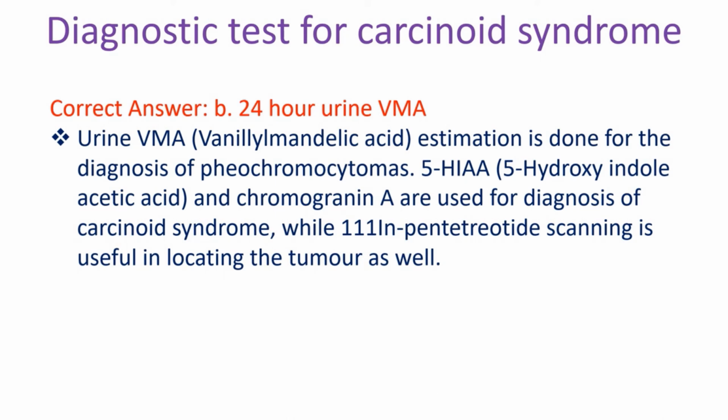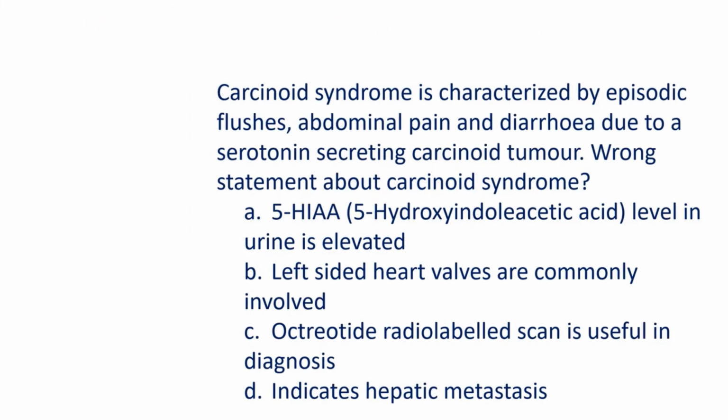Urine VMA estimation is done for the diagnosis of pheochromocytomas. 5-HIAA and chromogranin A are used for the diagnosis of carcinoid syndrome, while indium 111 pentetreotide scanning is used in locating the tumor as well. Carcinoid syndrome is characterized by episodic flushes, abdominal pain, and diarrhea due to a serotonin secreting carcinoid tumor.